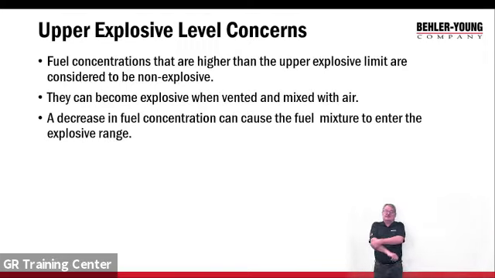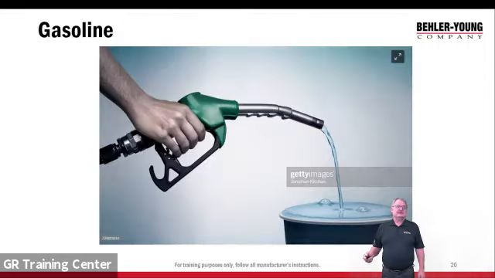Okay, upper explosive level concerns: fuel concentrations that are higher than the upper explosive limit are considered to be non-explosive. Again, above, there's too much fuel to burn. They can become explosive when we ventilate, we open the windows, start to let some air in. We add more air, let some gas out. We lower the concentration, and then we get below the upper explosive limit, and that decrease in fuel concentration can cause the fuel mixture to enter the explosive range. So when we are at or beyond the upper explosive level, as we ventilate, we are going to fall into the explosive range before we get down below the lower limit.